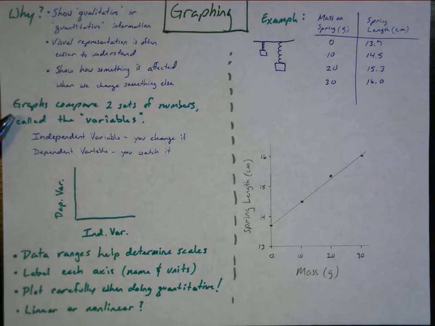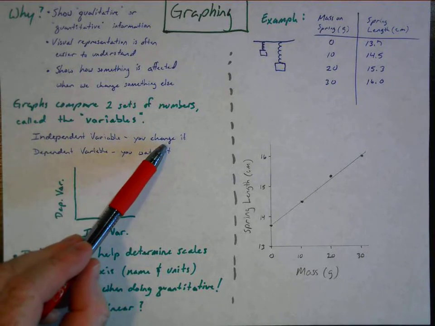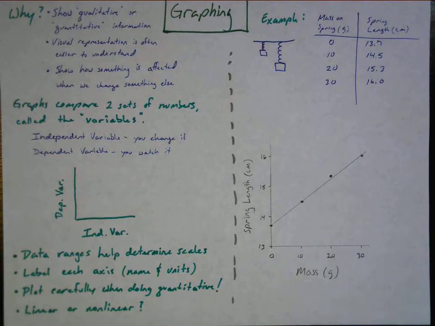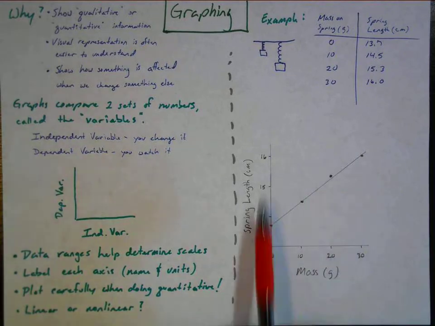When you graph, you're really comparing two sets of numbers called the variables. There's one called the independent variable, and that's one you change in an experiment. You control it. For example, rolling an object down the ramp, you control the angle of the ramp. There's the other called the dependent variable, and that's the variable that you watch. You are paying attention to it to see how it responds. When you create a graph, you are traditionally putting the independent variable on the horizontal axis and the dependent variable on the vertical axis.